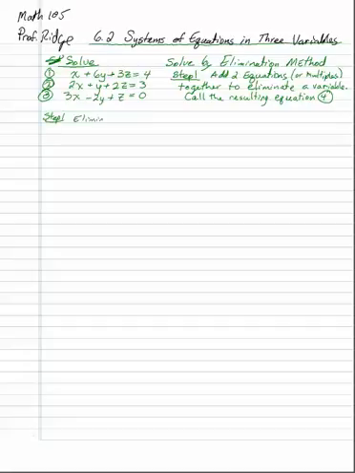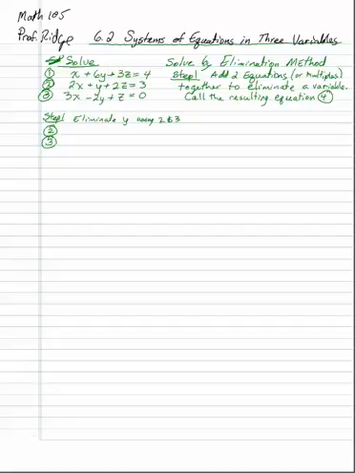Eliminate y using equations 2 and 3. So we want to get rid of y. So again, you ask yourself, all right, how are we going to get rid of y? What's the LCM for y and negative 2y? And the answer would be 2y.